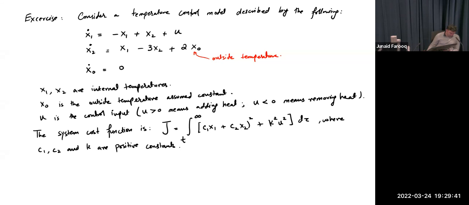Okay, and then again, the problem statement would ask you to find the feedback controller, the same thing, basically find the feedback gain for this LQR controller.